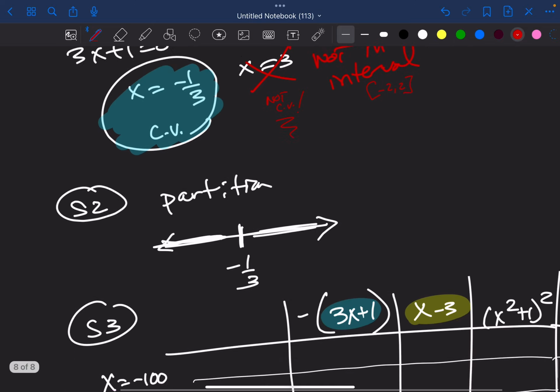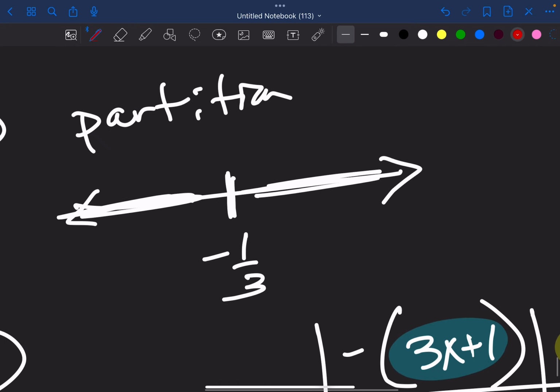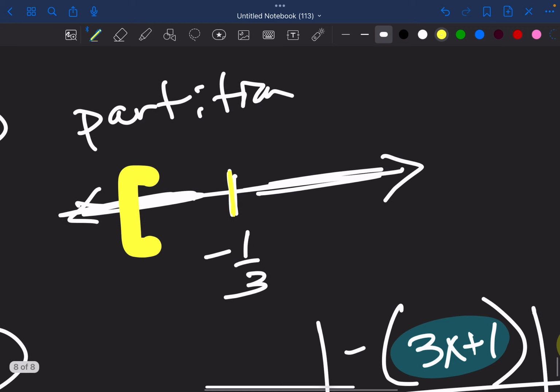So now that I have my critical value, I partition. So my only critical value is at negative 1/3, but notice I want to also make sure that I include my endpoints when I am thinking of my partition.